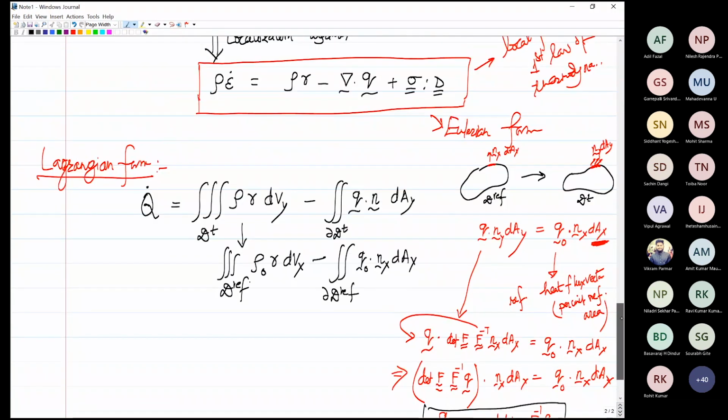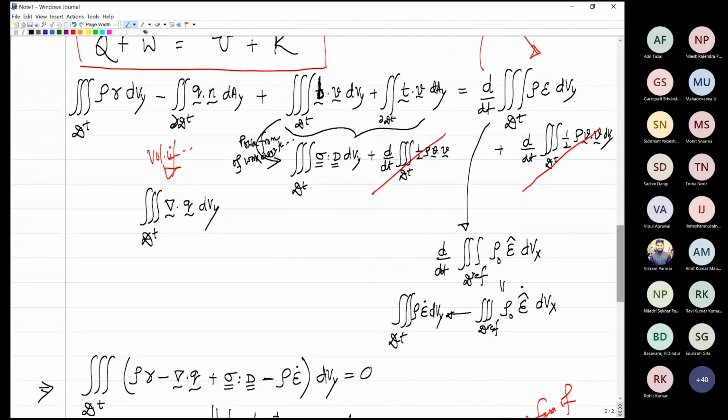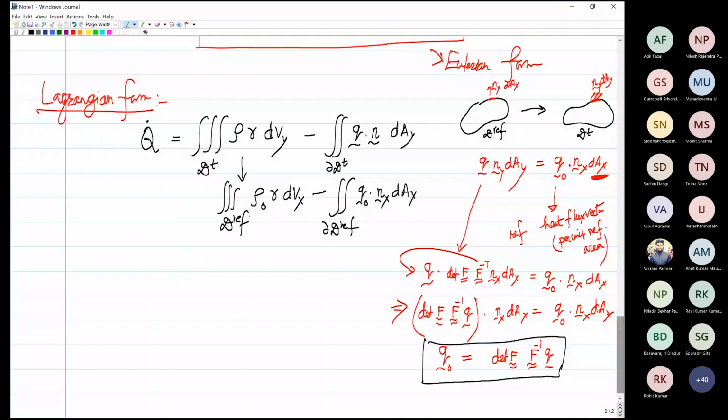And then the W part, we have already seen the work energy theorem. Okay, Vikram is asking about F inverse transpose. Where exactly is F inverse transpose? We have this F inverse transpose here, which when we bring on the other side, it becomes F inverse. When you bring a matrix on the other side, it becomes a transpose.